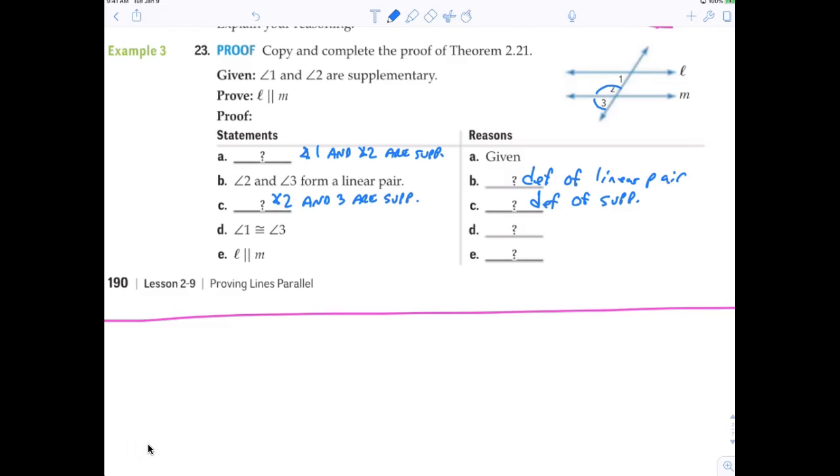Now, why is angle 1 congruent to angle 3? Those are what? Corresponding. Yeah, they are. Corresponding angle what? Postulate. Yeah, corresponding angle postulate.